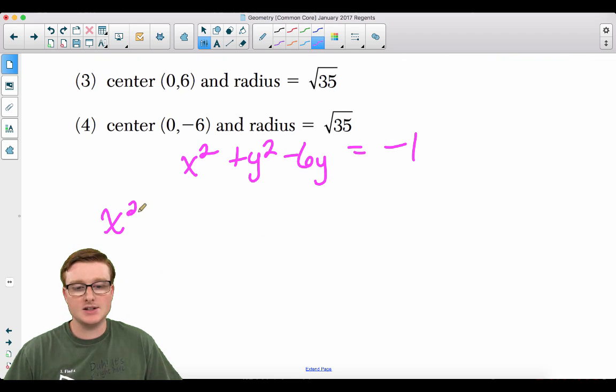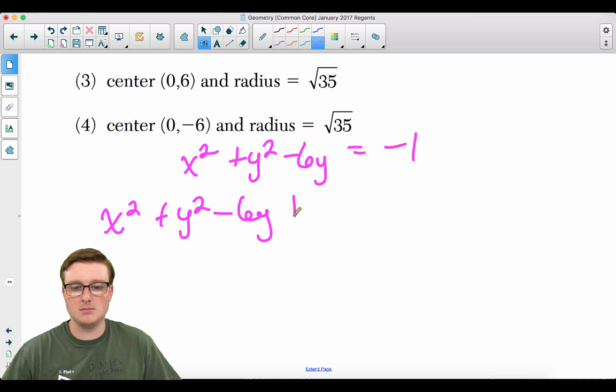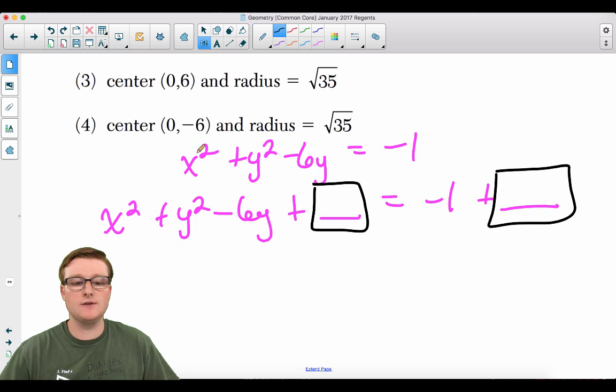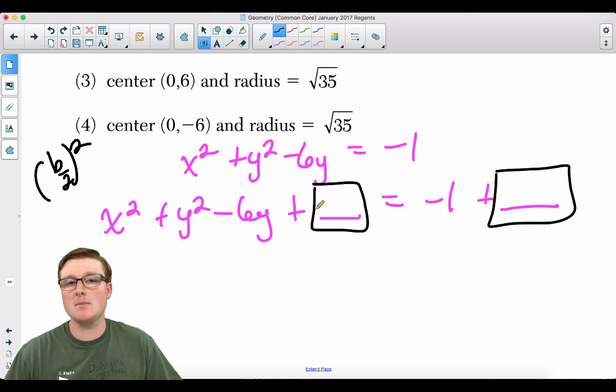So x squared plus y squared minus 6y plus something is equal to negative 1 plus something. In order to get this number in here, we need to use the formula (b divided by 2) squared. Remember, we're trying to create a perfect square trinomial. So we take half the linear term, in this case negative 6, and we square it.